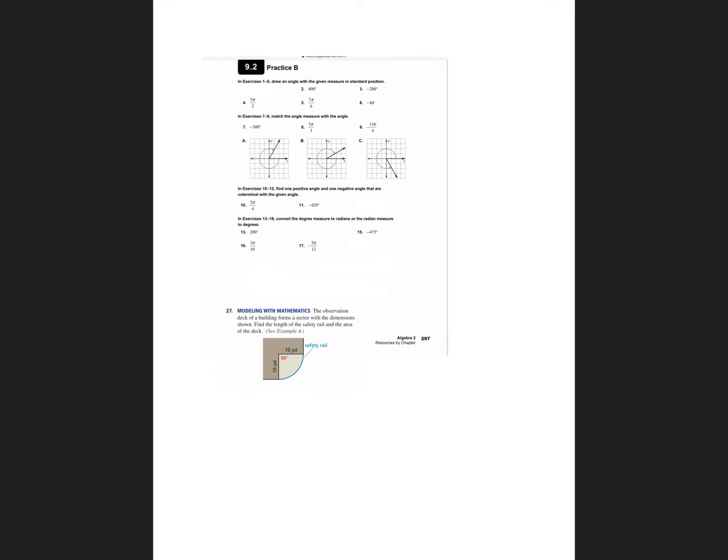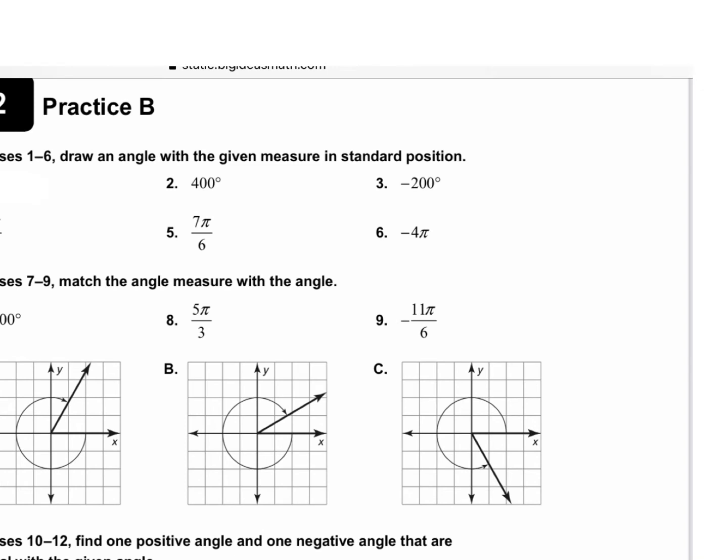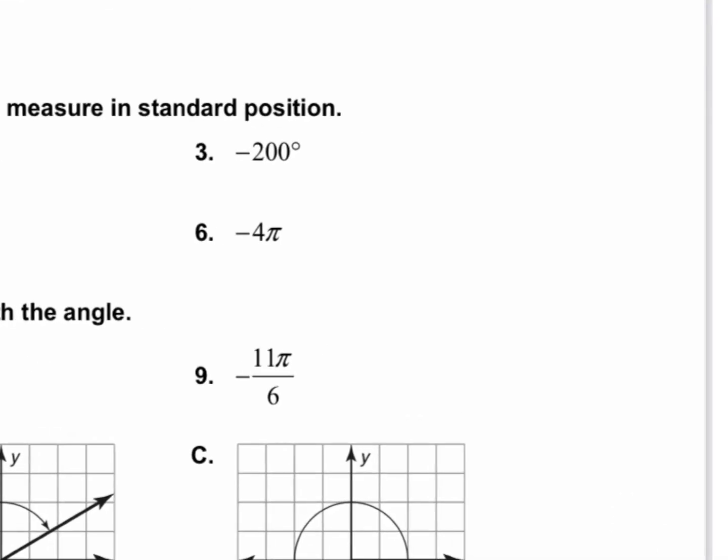Let's take a look at number 6. So draw an angle with the given measure in standard position. So just looking at negative 4 pi, we don't really know what that looks like on our graph. Maybe you do off the top of your head, but it always helps to change it to degrees so we see where exactly we need to be. So what do we need to multiply by negative 4 pi to get this to be degrees? 180 over pi. So the pi's cancel, and we have negative 4 times 180, which is negative 720.